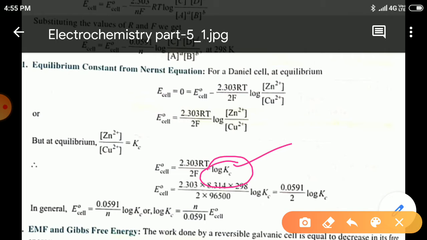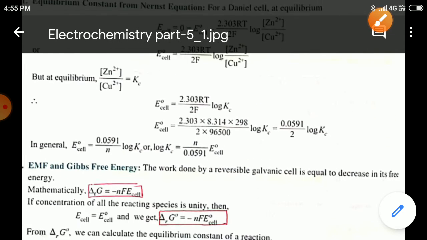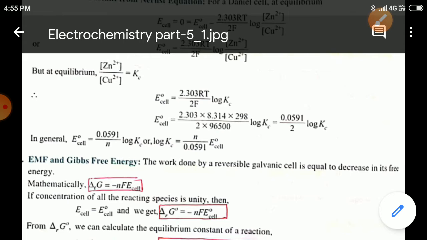Or simply log K. Suppose the reaction is not at equilibrium, meaning the reaction may be before or after equilibrium, then in place of the equilibrium constant K we write Q. Q is called the reaction quotient. In this way, the standard cell potential is equal to 0.0591 upon n log Kc.